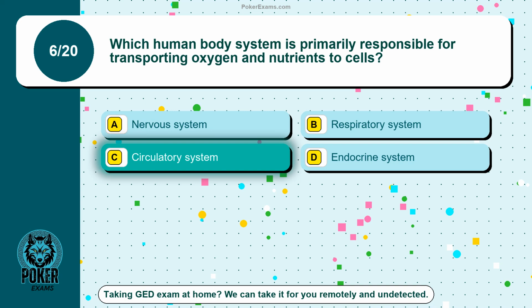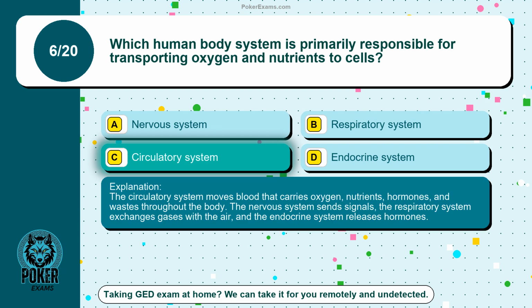The correct answer is option C, circulatory system. The circulatory system moves blood that carries oxygen, nutrients, hormones, and wastes throughout the body. The nervous system sends signals, the respiratory system exchanges gases with the air, and the endocrine system releases hormones.